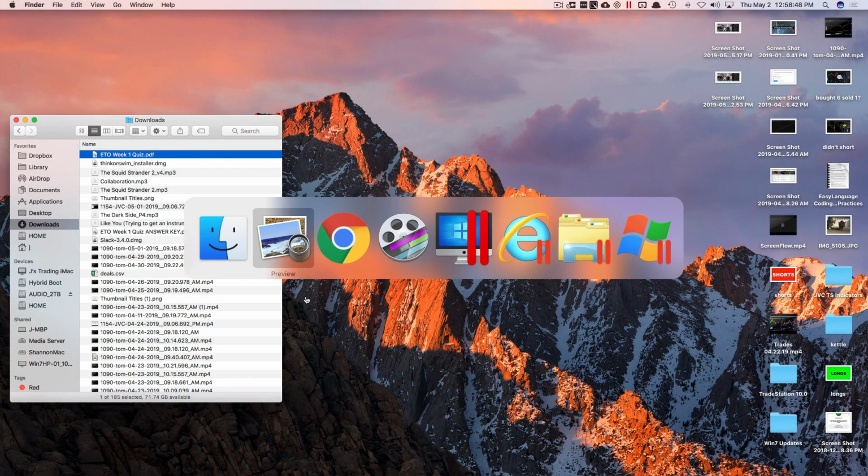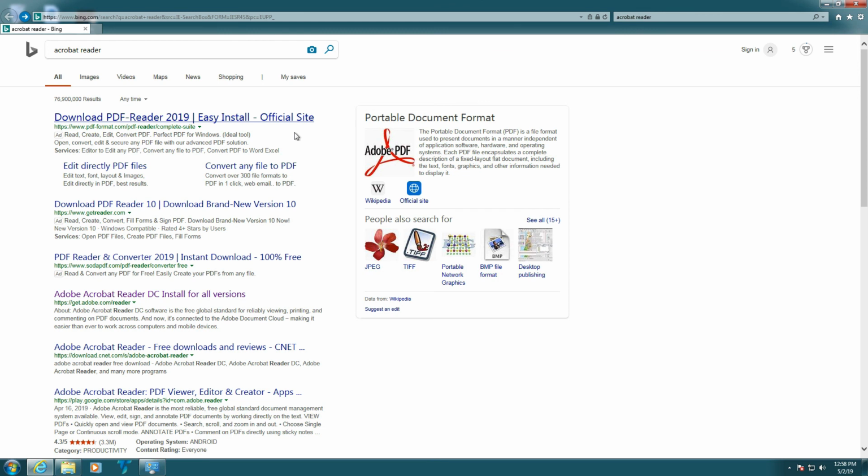Now let's talk about Windows. To do this in Windows, the first thing you need is Adobe Acrobat Reader, because Windows does not come with built-in PDF support. Now, if you know how to do so, you're free to use other PDF programs as well. If you're an advanced computer user, this is going to be no big deal for you. But if you've not installed a PDF reader before, here's the easiest way to do it.